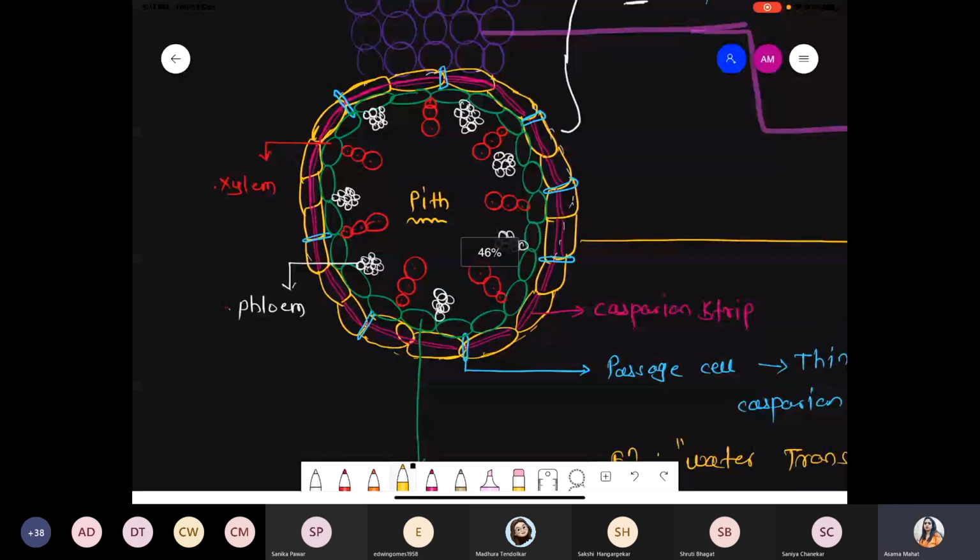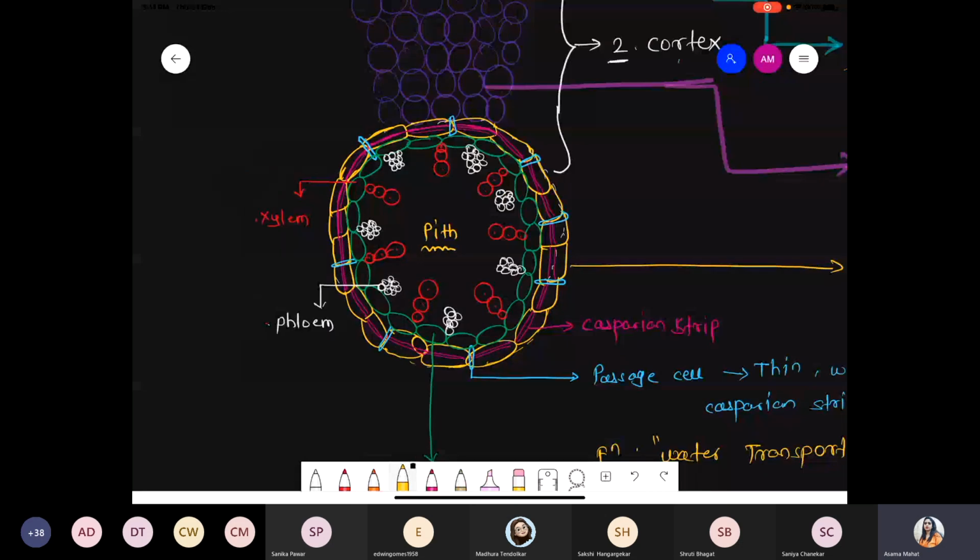Okay, so first of all, complete this diagram with names. Then I'll give you the exact sequence from outer to inner, and how to remember it one by one. And quickly we'll take the differentiation between the monocot root as well as the dicot root. That is also important.